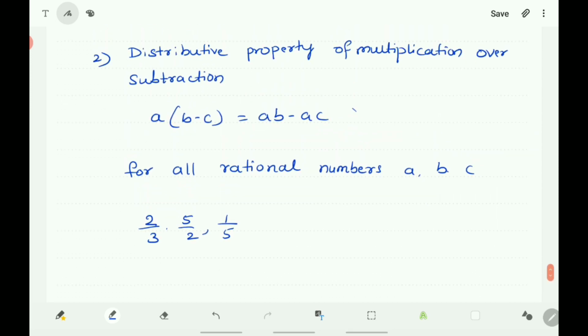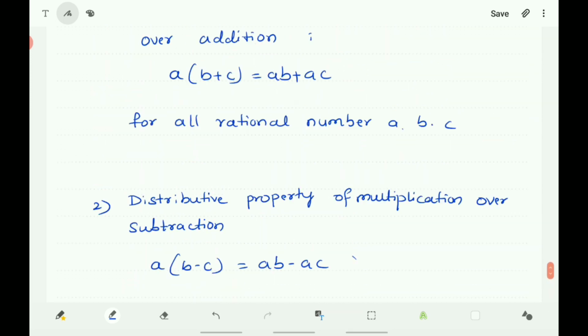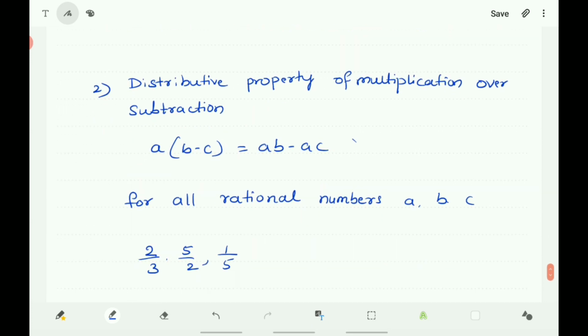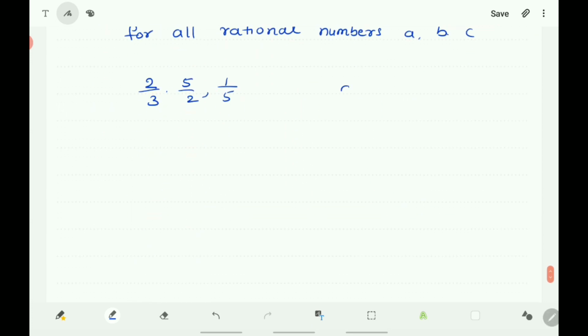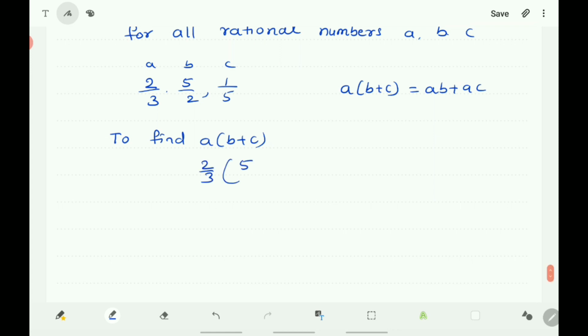Next, the first property is the distributive property of multiplication over addition, that we have to check: a into b plus c is equal to ab plus ac or not. So consider the first one is a, second one is b, third one is c. Now to find the LHS, that is to find a into b plus c. Here a is 2 by 3, b is 5 by 2 plus 1 by 5.